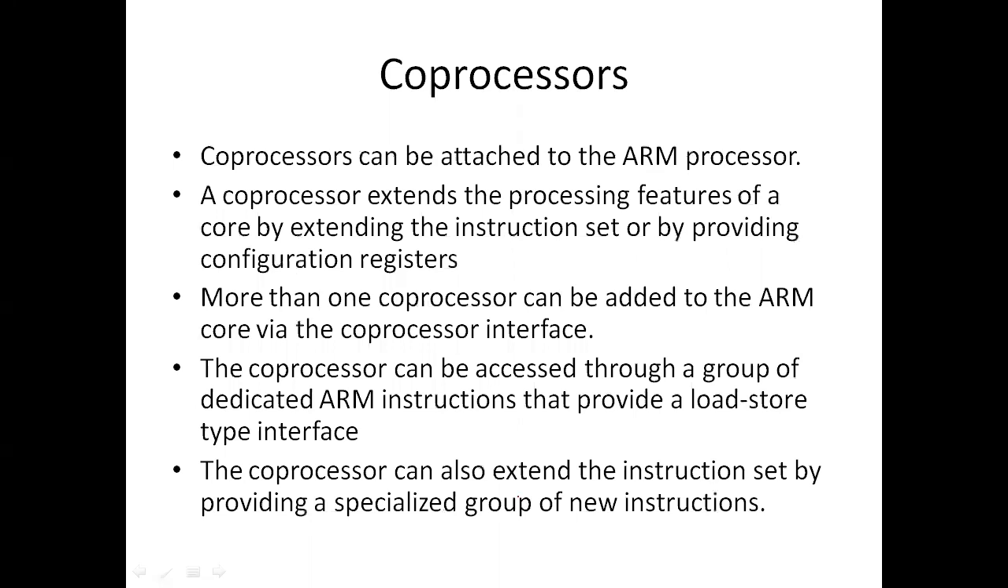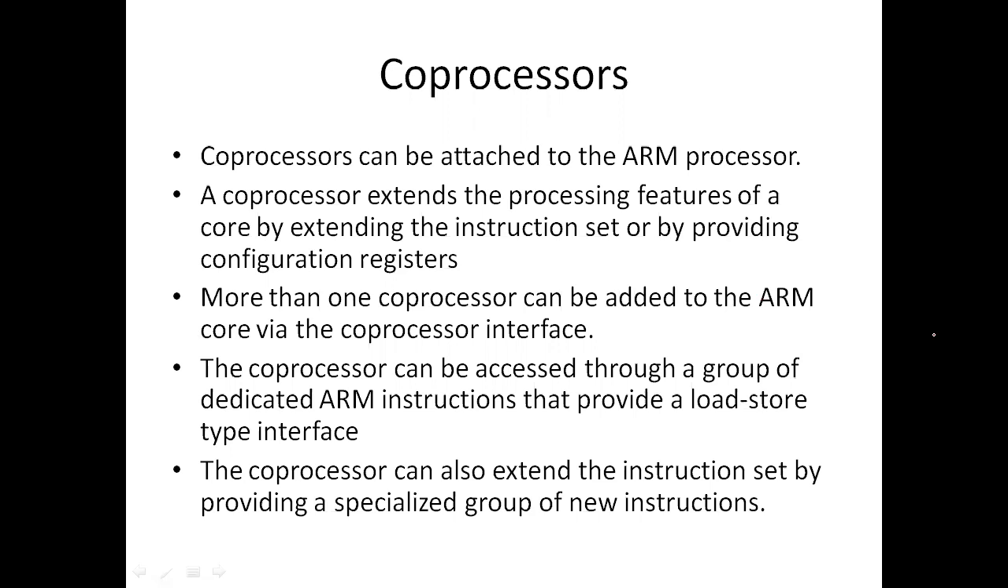Next are the coprocessors. Coprocessors can be attached to the ARM processor. A coprocessor extends the processing features of a core by extending the instruction set or by providing a configuration register. More than one coprocessor can be added to the ARM core via the coprocessor interface. The coprocessor can be accessed through a group of dedicated ARM instructions that provide a load-store type of interface. The coprocessor can also extend the instruction set by providing a specialized group of new instructions.